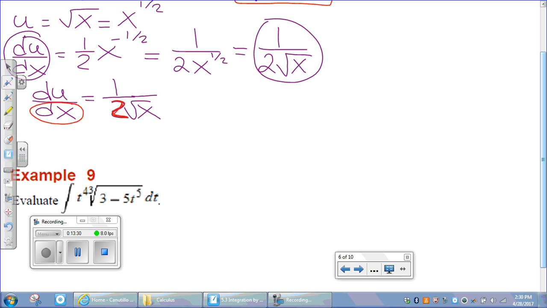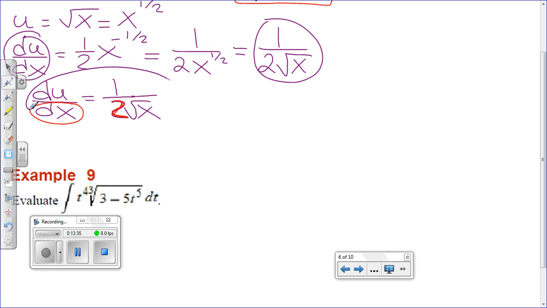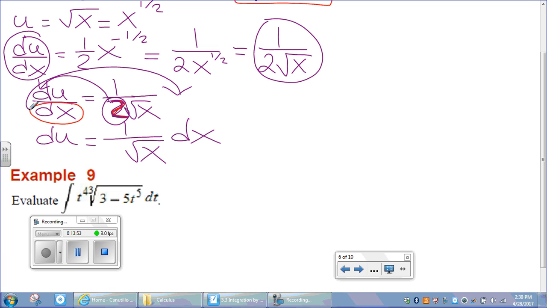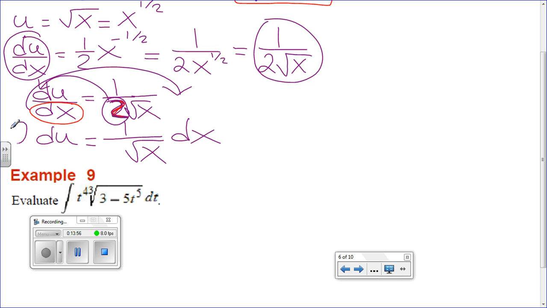So I'm going to take the dx to this side. So instead of dividing, it will be multiplying. So it will be here. And here I have du. Now the 2 that used to be here is dividing. So if I take it across, it's going to be doing what? Multiplying du. So now instead of dividing here on the right side, it will be multiplying on the left side.